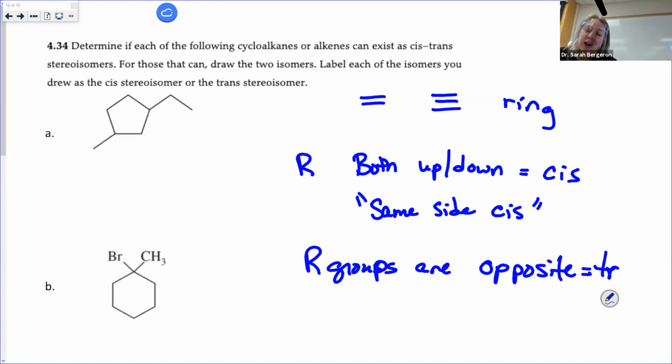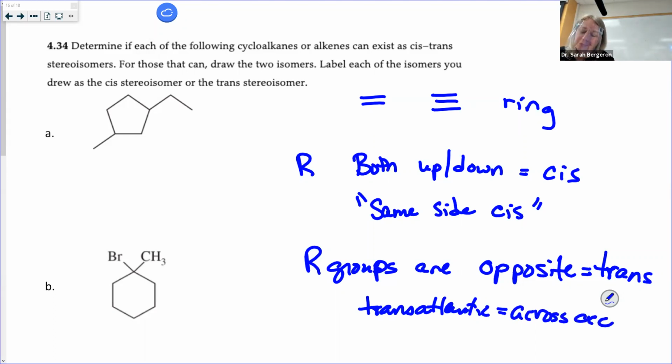We call that trans. And have you heard transatlantic? Right, if you take a transatlantic flight, you're going to go across the ocean. So across. Right, so you have to go across. One's going to be up, one's going to be down. You have to go across, right? So that's why they call them cis and trans. So these are other examples of isomers, and we call these stereoisomers. Okay, so we can draw them in a cis or in a trans orientation.